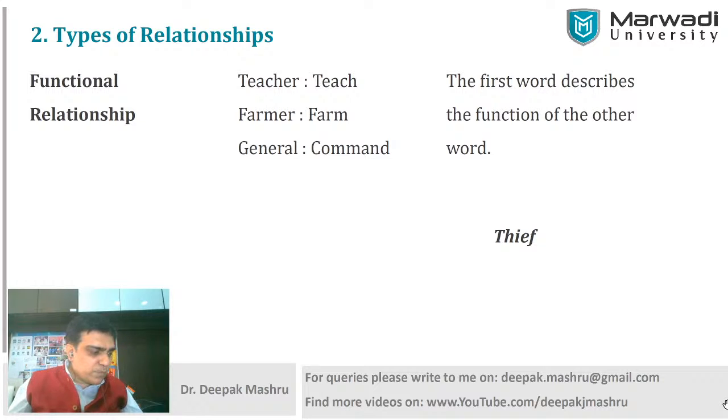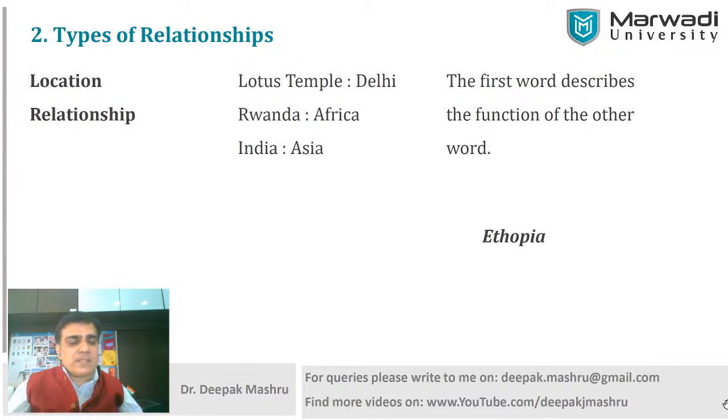Very good. Great. Then location relationship, right? That means the one word talks about location. For example, Lotus Temple. Where is Lotus Temple located? In Delhi. Delhi is the capital of India. Fine. Okay. Rwanda is in Africa. Fine. Okay. Now India is in Asia. Where is Ethiopia? Ethiopia is in Africa, right? So in that way you can work out.